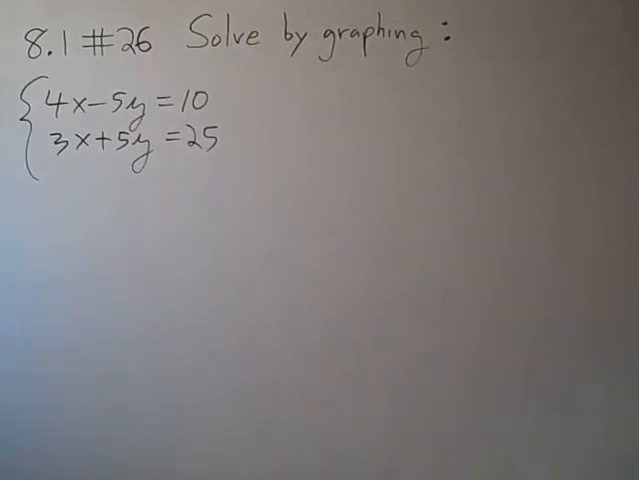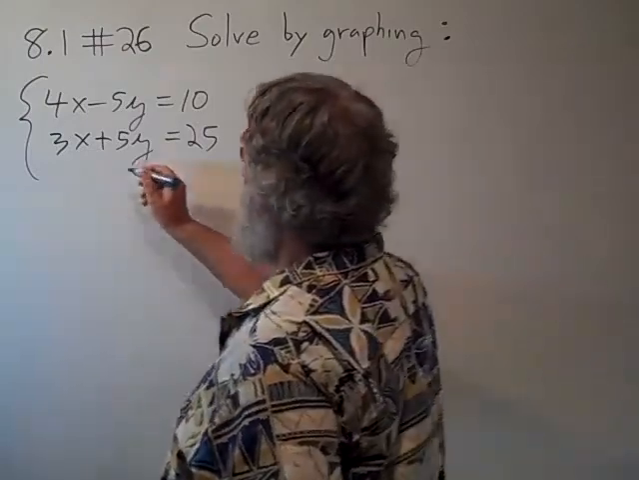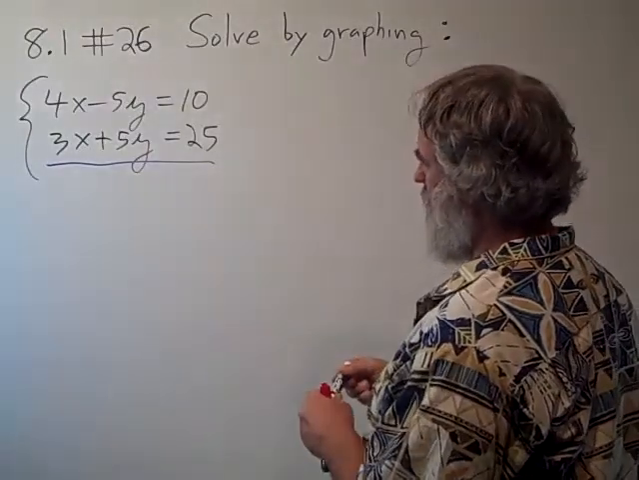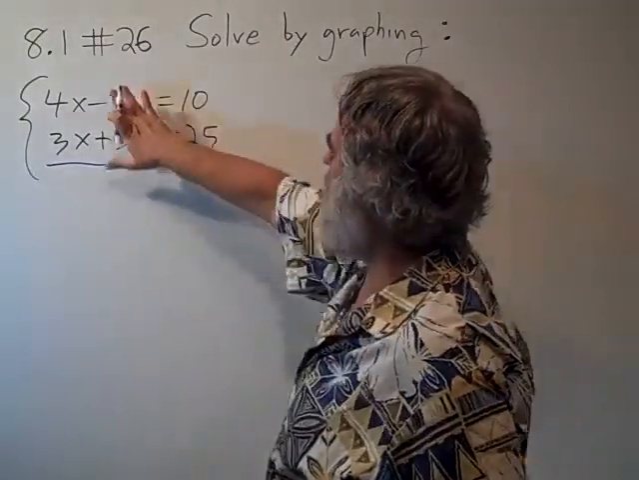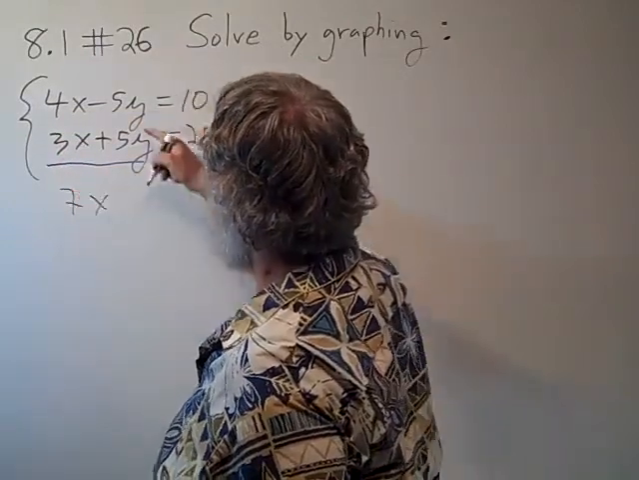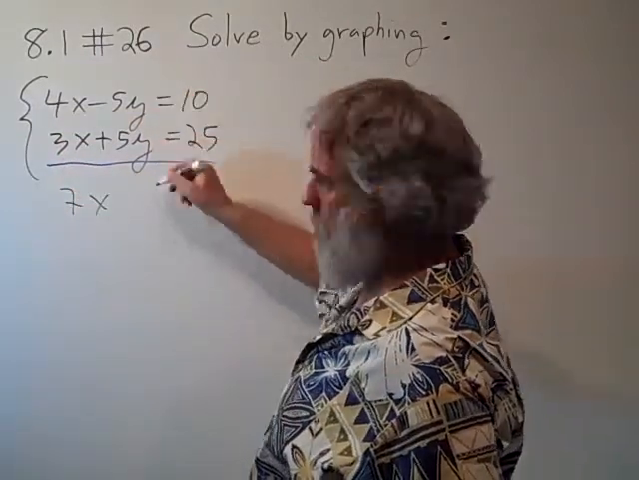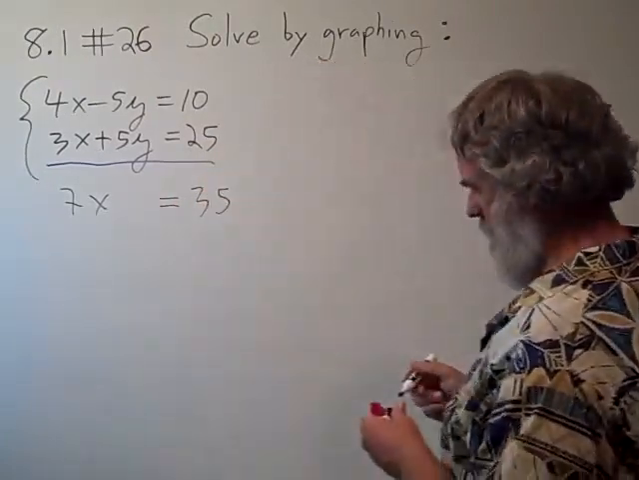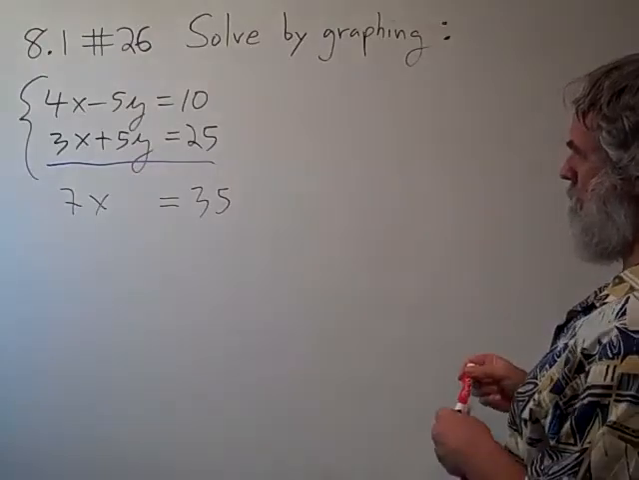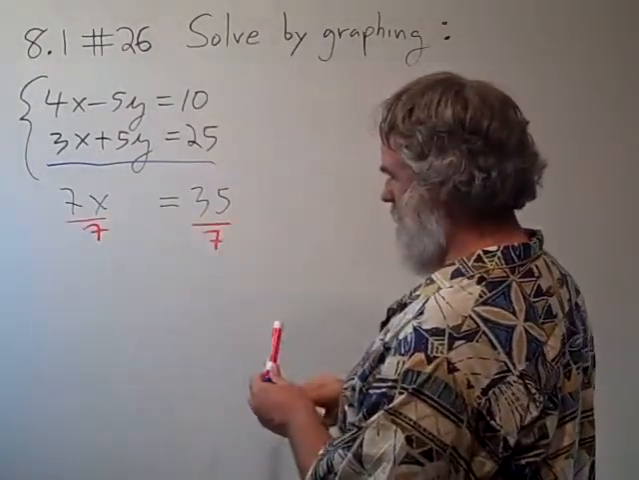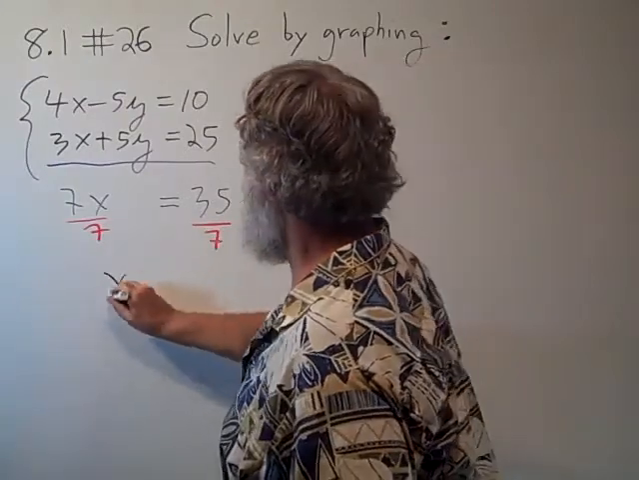We're supposed to solve this one by graphing, but I decided to cheat a little bit on this one. Because if we add the two equations together, something interesting happens here. The 5y's cancel out. We're left with 4x plus 3x is 7x. Negative 5y plus 5y is 0y's. And 10 plus 25 is 35. So then if I divide both sides of that by 7, notice the 7's cancel, and we found x.